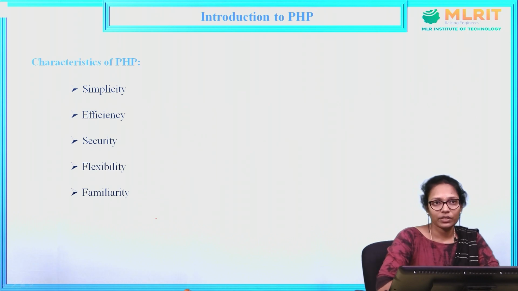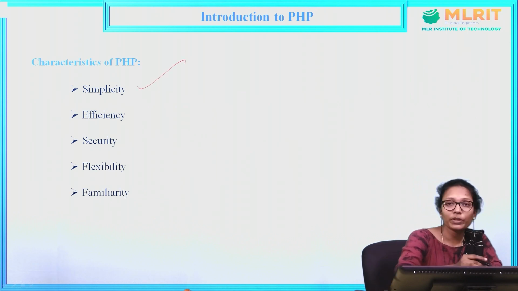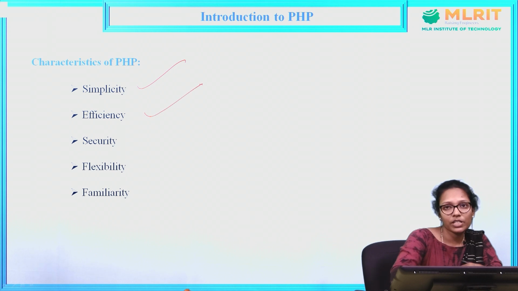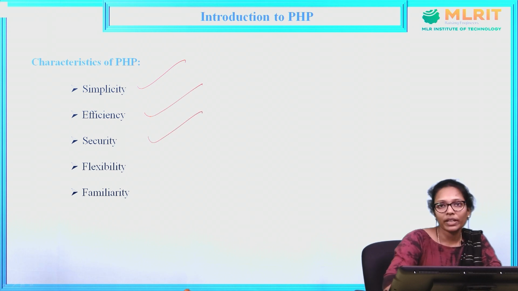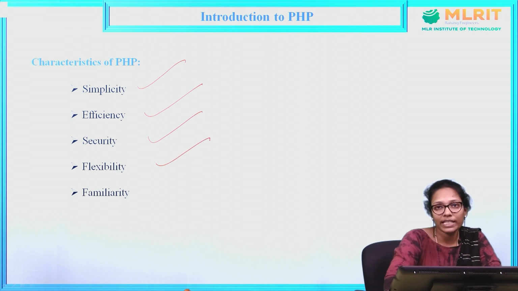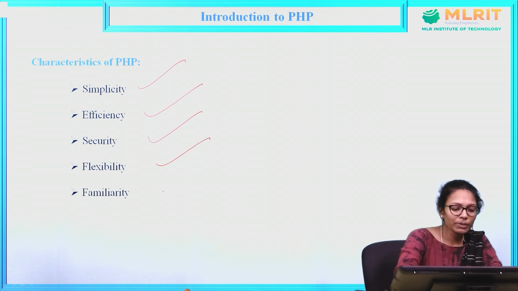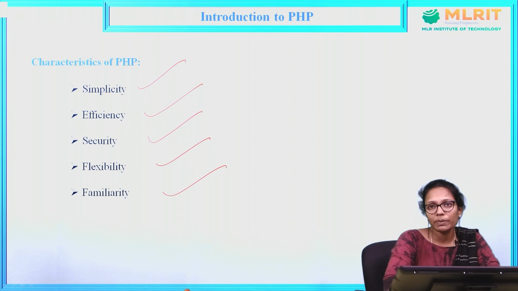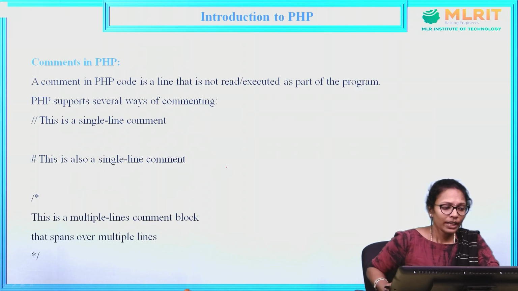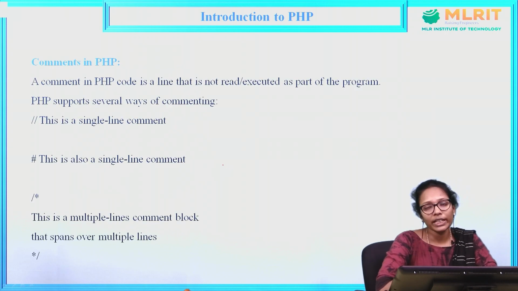Coming to the characteristics, what are the basic characteristics of PHP? Simplicity: PHP is like the C program, so it is very simple and very efficient. It also provides some security and flexibility. It is easy to use, and it has familiarity: if we know the previous basic programming languages, all the features are familiar.